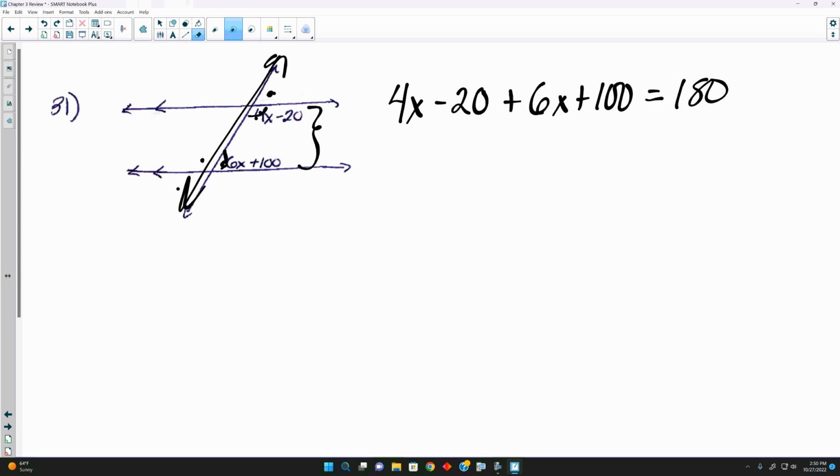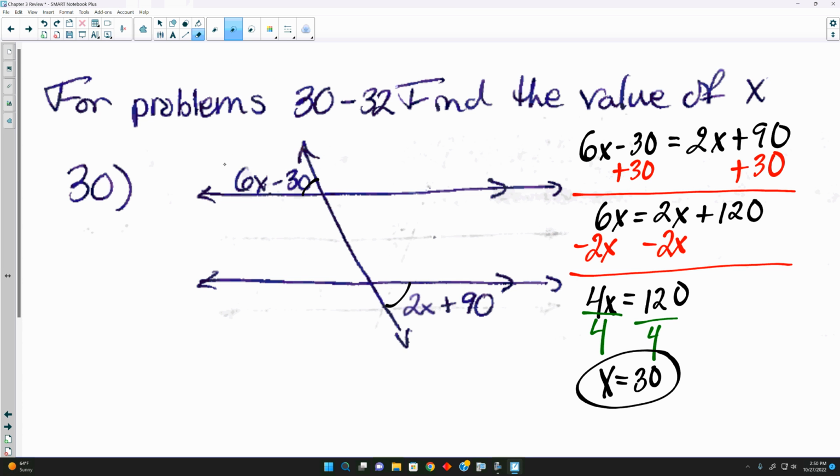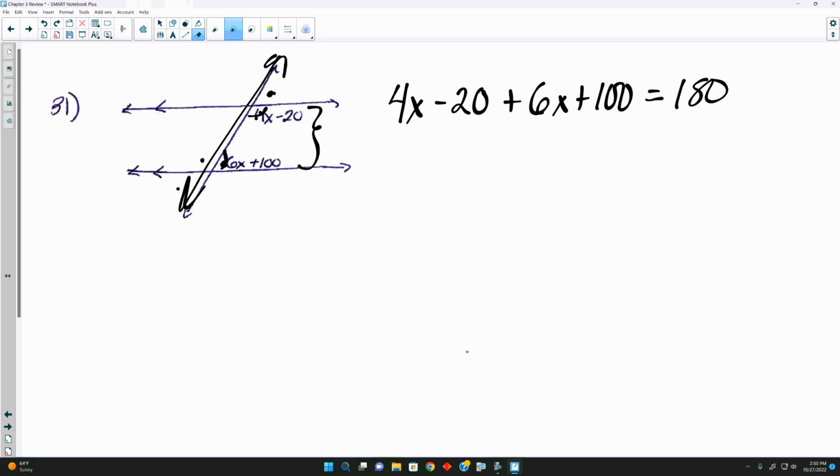Because the one before, these two are outside and on opposite sides, so they're alternate exterior. So like we did on the first few, we're just lining those up. So these here are consecutive interior.